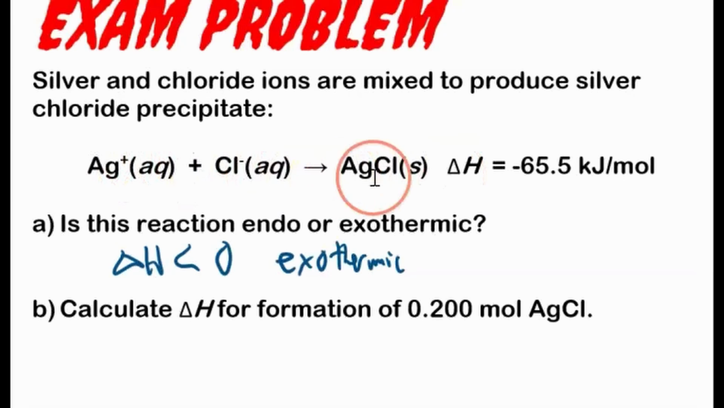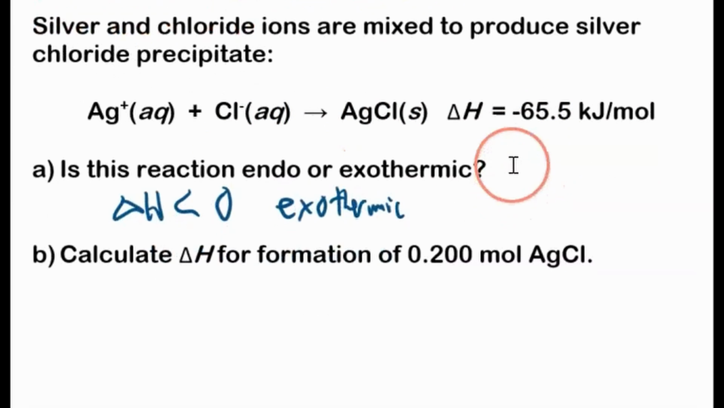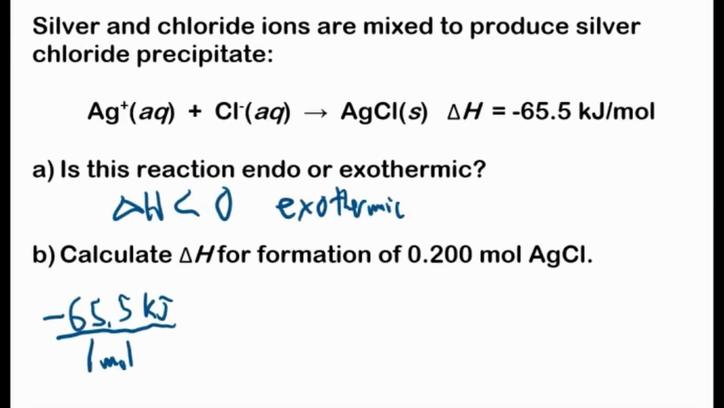Whenever this reaction occurs, 1 mole of Ag+ and 1 mole of Cl- produces 1 mole of AgCl. So this is equivalent to negative 65.5 kilojoules for every 1 mole of AgCl, solid. Because this is per mole of the reaction, and every time this balanced reaction occurs we'd have 1 mole of AgCl here. We want the change in enthalpy for 0.2 moles, so we multiply this by 0.200 moles of AgCl.